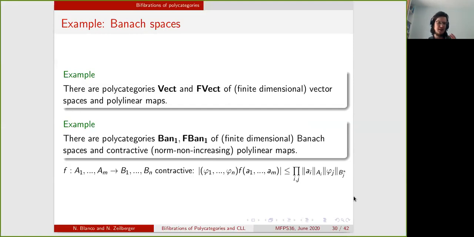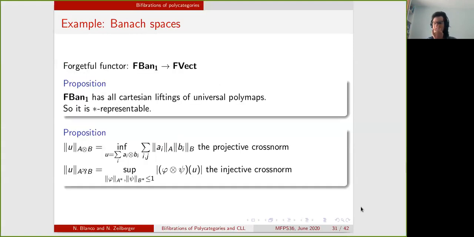And so in particular, if you take F to be a linear map, then this notion will be contractive. So it will be the fact that F is of norm less than 1. Something to notice, and that is really important, is that we can define this polycategory without mentioning any notion of tensor product in Banach spaces. We have a tensor product in vector spaces, but we don't know how to lift it into Banach spaces. And the notion of contractive polylinear map is, I think, something that is easy to define, especially if you compare it to the notion of tensor product in Banach spaces.